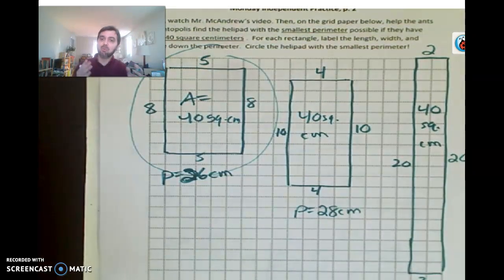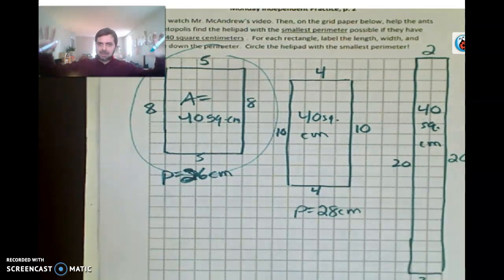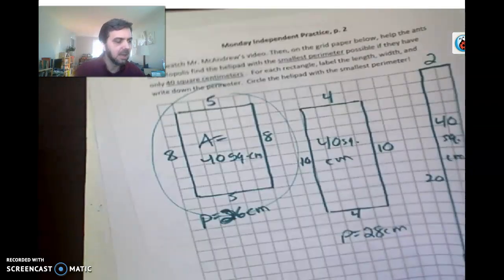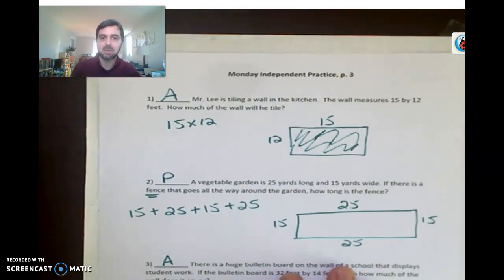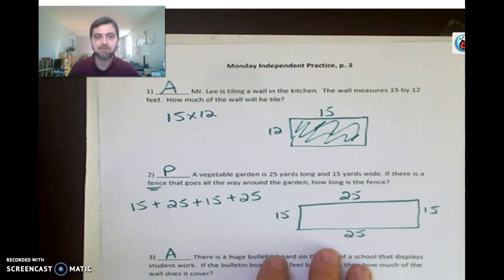It's interesting. If you notice, the rectangles that are closer to a square seem to have the bigger area but smaller perimeter. I don't know, it's kind of interesting, noticing that.